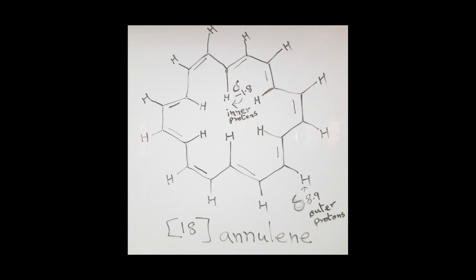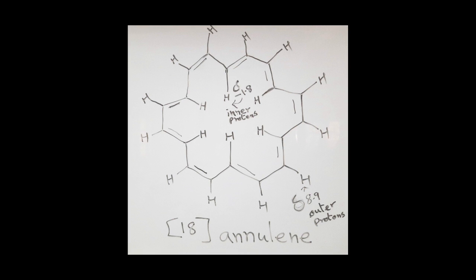So, [18]annulene has 6 protons whose chemical shift values are lower than the reference compound, namely tetramethylsilane. The delta value is minus 1.8. And we have 12 outer protons. The 12 outer protons show a higher chemical shift value. The delta value is around 8.9.